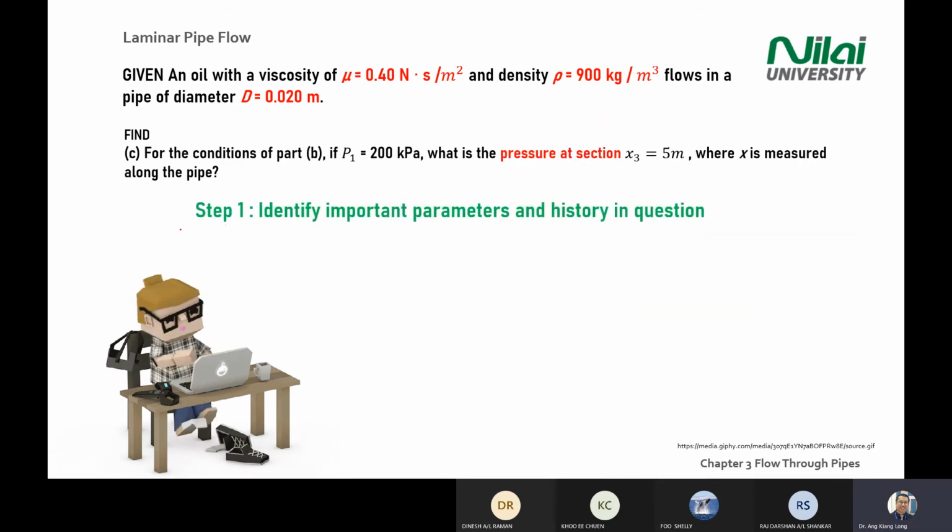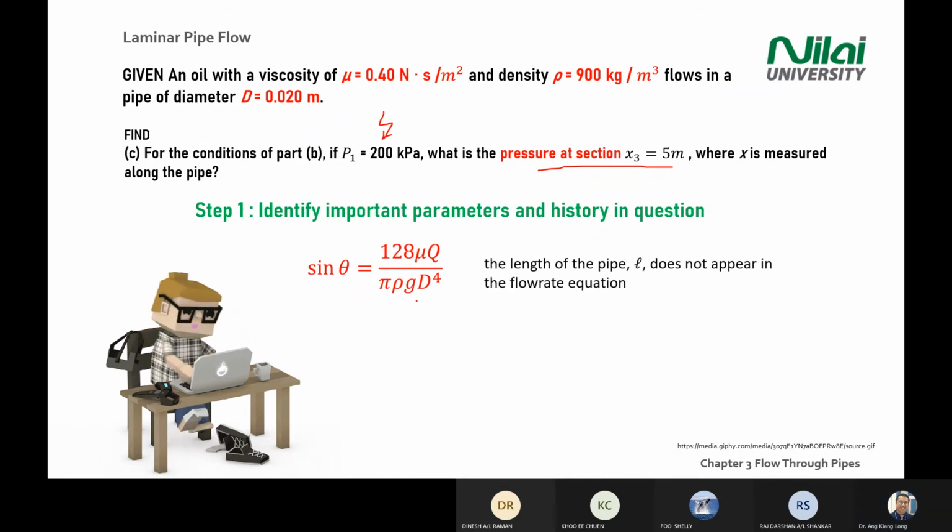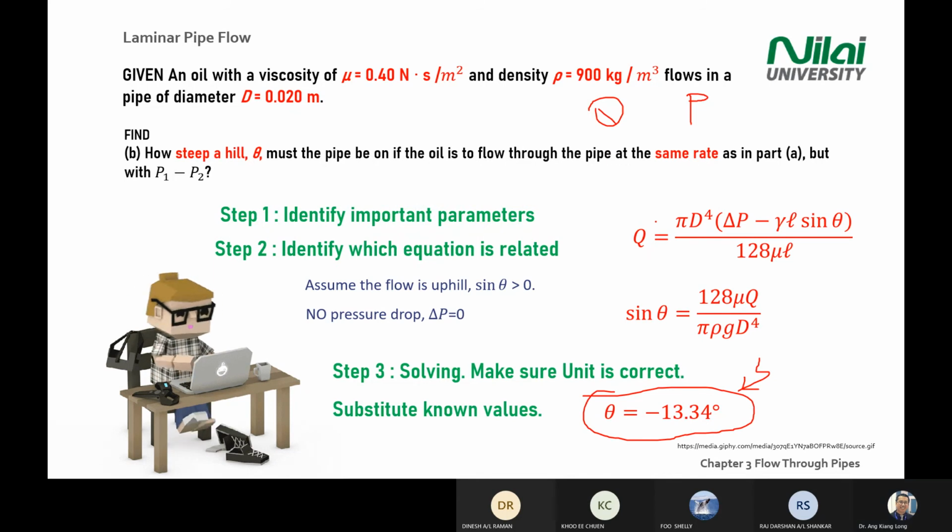Then condition C, what happens if you're given the P1 pressure and you need to find the condition at x equal to 5 meter. So having the angle calculated just now, right? In this case, do you see any length inside this equation? There is no, right? Just now the equation. How you find this one? Okay, in the previous slides. So in step number 2 or B, you already calculated using the Q equation. Q equal to this one.